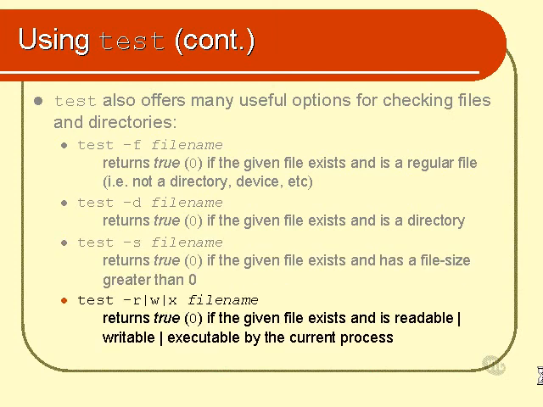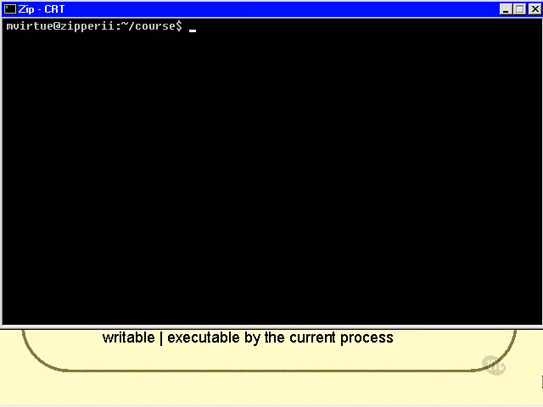And then we've got test minus R, or test minus W, or test minus X, which will return true if the file exists and is readable or writable or executable, depending on whether you specified minus R, minus W or minus X. And it will only test to see whether it's readable, writable or executable by the current process, meaning that the file may indeed be writable, but if it's not writable by this shell script, then you'll get a false value. Let's have a look at some examples of those.